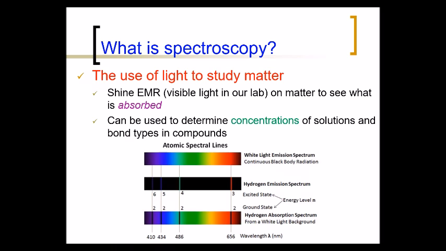You can also look at different types of bonds in the compounds. Now that's more beyond the scope of this course, in a higher level chemistry, organic type class, where you would be utilizing the spectroscopy data in that manner.